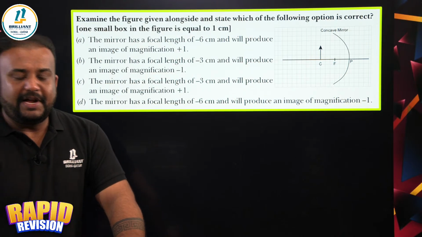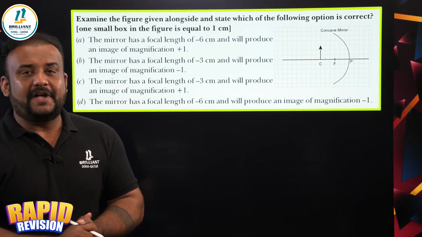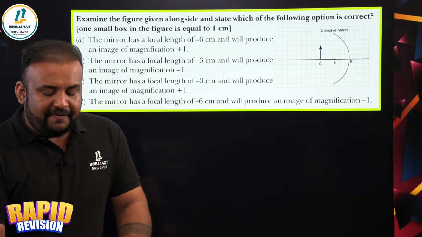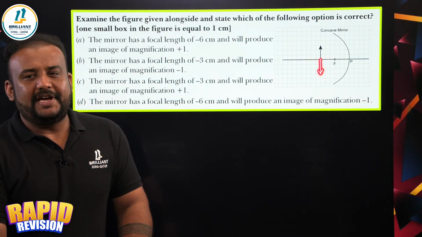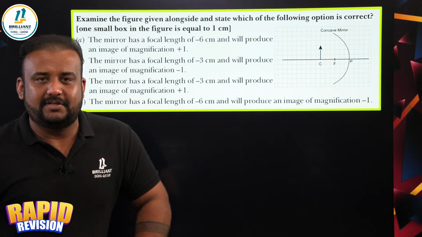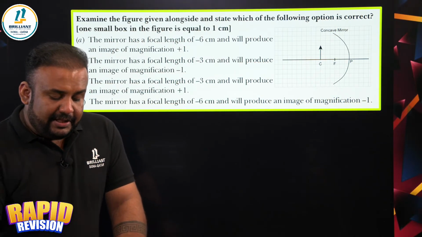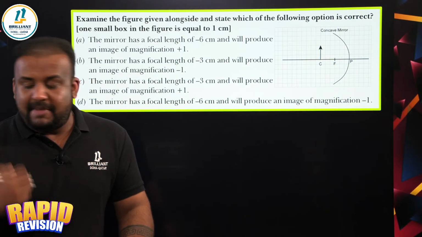Yes. You try to answer it yourself. Here the object is kept at the center of curvature, correct? The object is kept at the center of curvature. So definitely where you will get the image will also be at the center of curvature, but it will be real and inverted. Yes or no? It will be real and inverted. And they asked, the answers, the options are based on the focal length and the magnification.